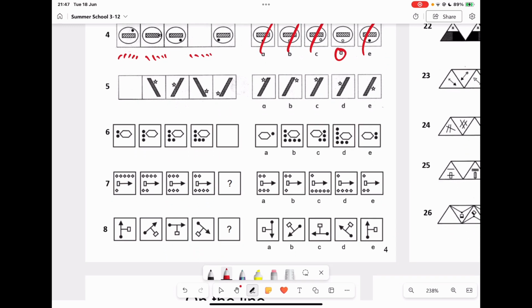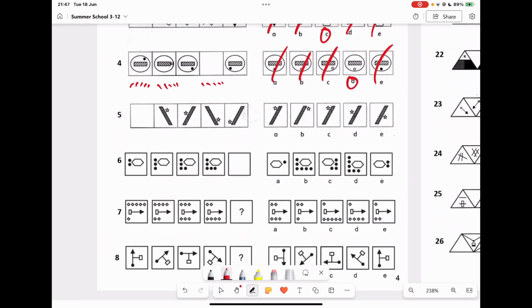Okay, so for question 5, we can see that the line is changing its direction, so it will be facing this way in our answer. So that means that it could be any of them, okay? And then the star is also changing height. So in our answer, we can expect the star to be at the top. So there's the top, and there's this point, and there's here, and then the bottom. So we can expect it to be at the top, so it cannot be D or E.